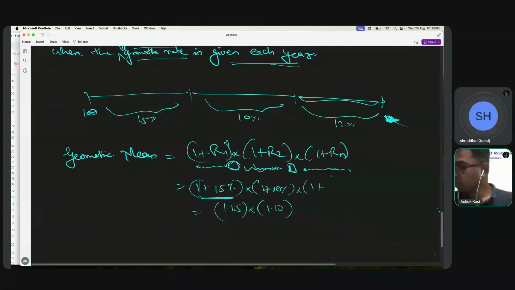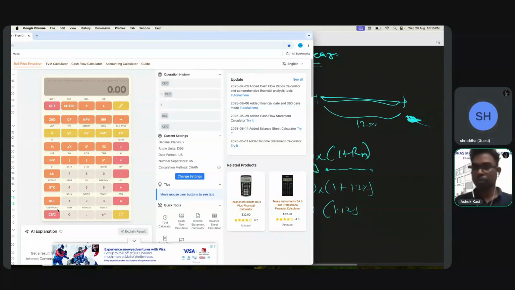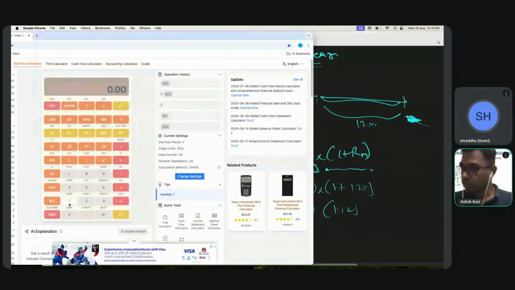Then again 1 plus 12 percentage, so this is 1.12. I will do it in the calculator: 12 percentage plus 1 equal to 1.12. This is store 3. So you see this: recall 1, 1.15, recall 2, 1.10, recall 3, 1.12. Fine. So now I will multiply all this: recall 1 into recall 2 into recall 3 equal to 1.42.